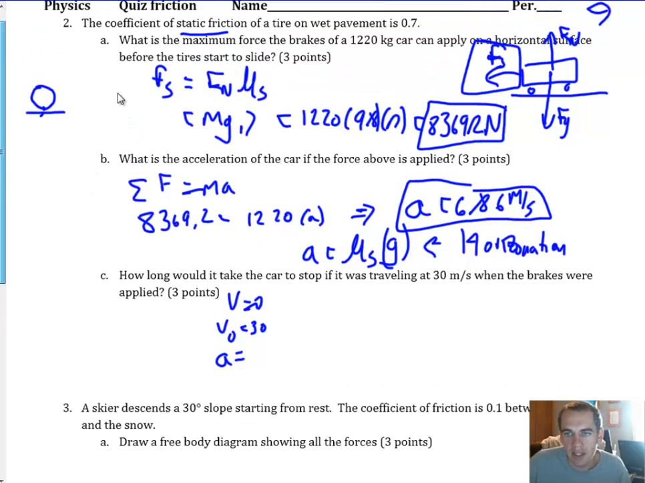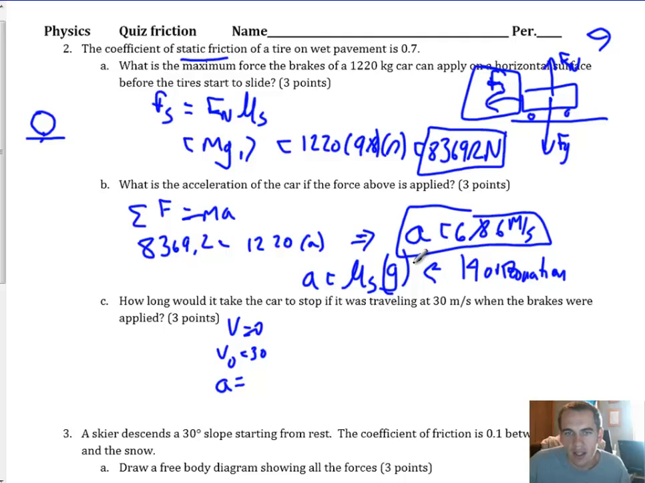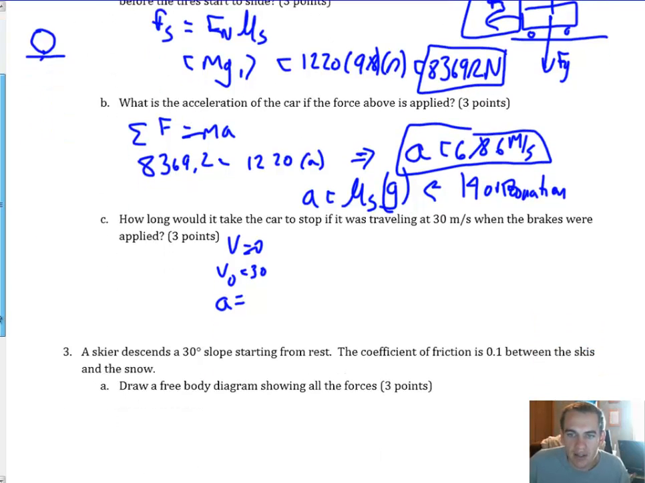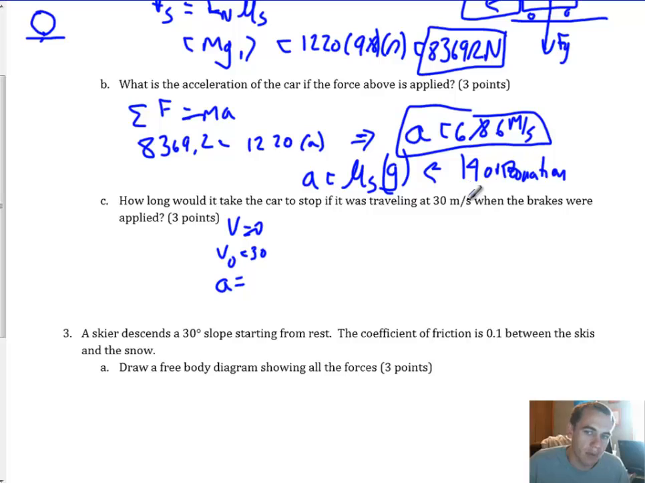Now, here's the thing. When I did A, I didn't pay attention to the direction. But if to the left is positive, then I'm okay. If to the right is positive, then that should be a negative force. And since it's traveling at 30 meters per second when the brakes are applied, I know the acceleration is opposite that, so I'm going to have my acceleration be negative 6.86. And then all I got to do is find the time, and we'll be good to go.